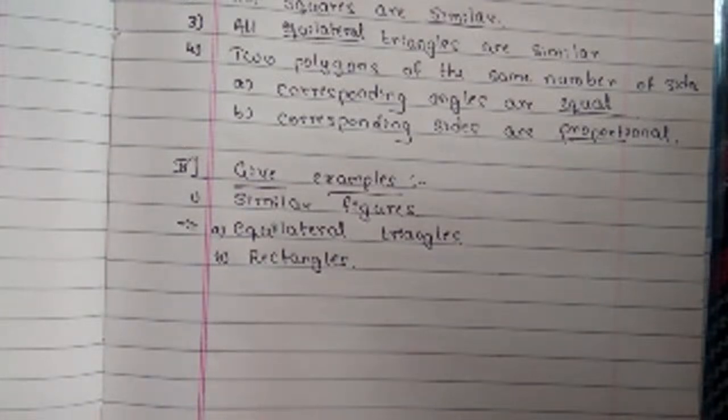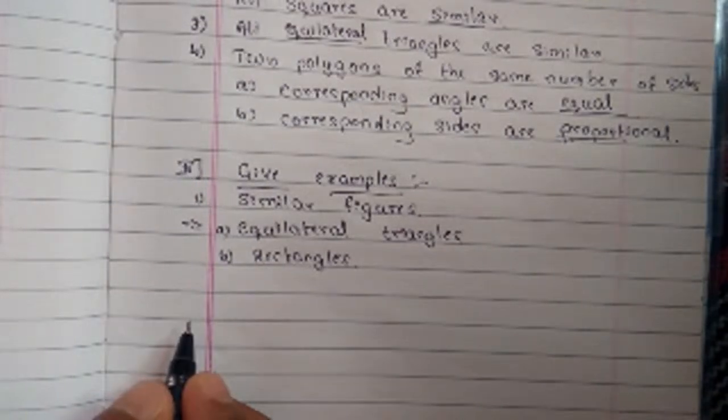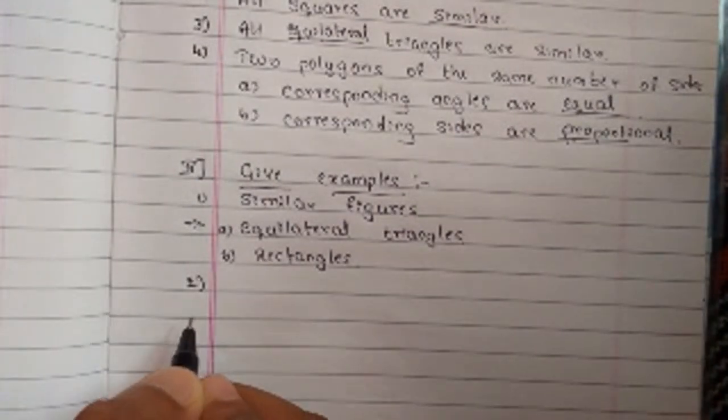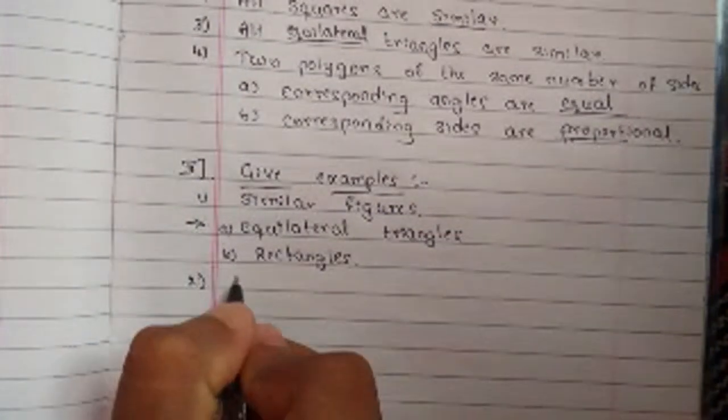Therefore we can consider equilateral triangles and rectangles as the examples for similar figures. Or you can consider squares also, or circles, as examples of similar figures. Then second one, in that give examples for non-similar figures.